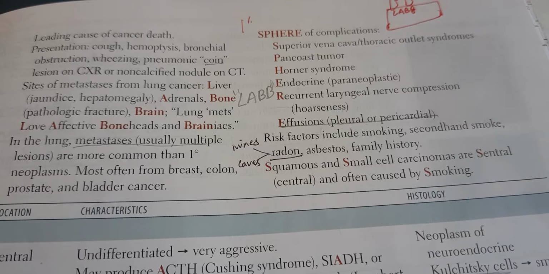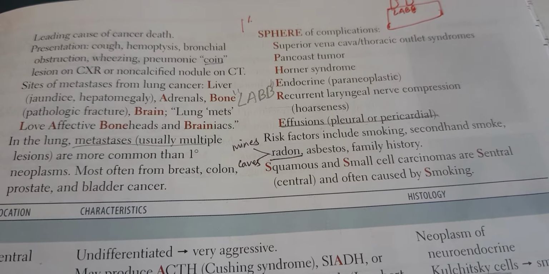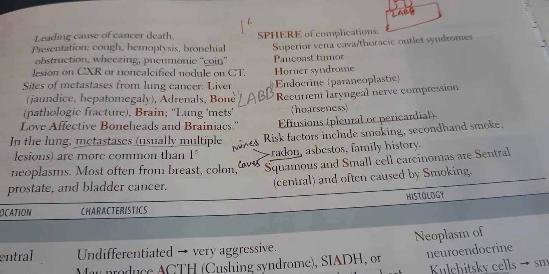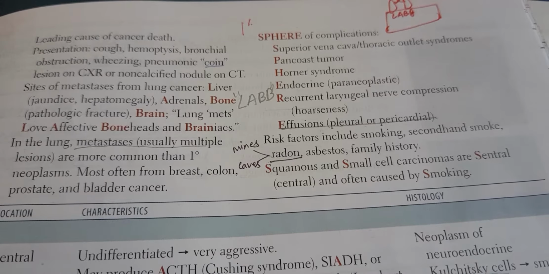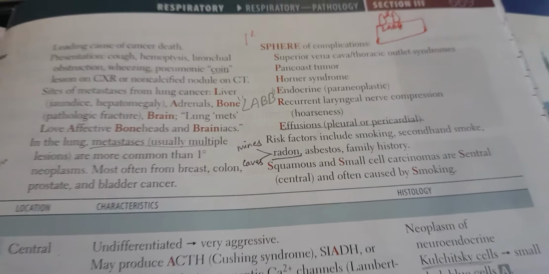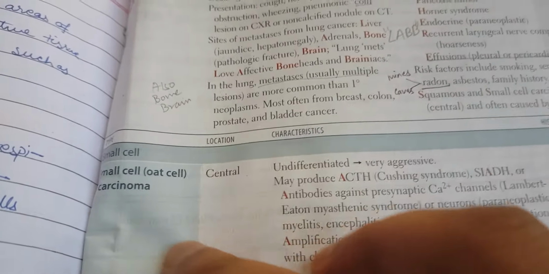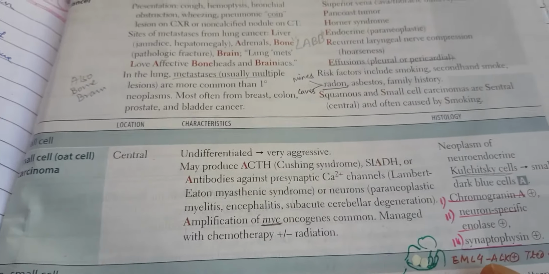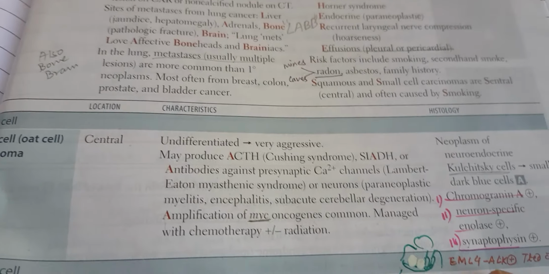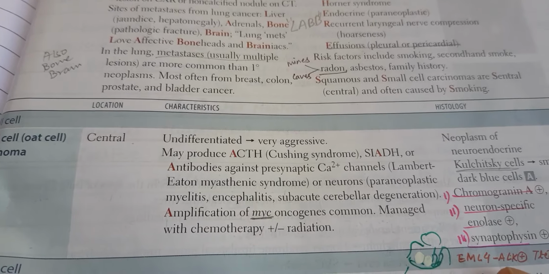Risk factors include smoking, second-hand smoke, radon, which is mostly in the mines, caves, or basement, asbestos, family history. Squamous and small cell cancer are central and often caused by smoking. Now let's talk about the different types of cancer. First of all, we'll talk about the small cell or oat cell cancer. It is central and the risk factor is smoking.